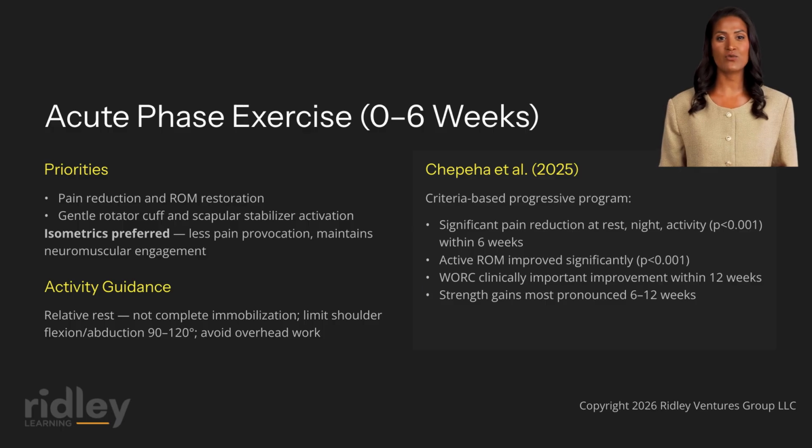The Western Ontario Rotator Cuff, or WORC, score showed clinically important improvements within 12 weeks, and strength gains were most pronounced between 6 and 12 weeks, again reaching strong statistical significance. These data provide strong support for early initiation of structured exercise therapy and show that meaningful clinical improvement begins within the first 6 weeks of a well-designed program.